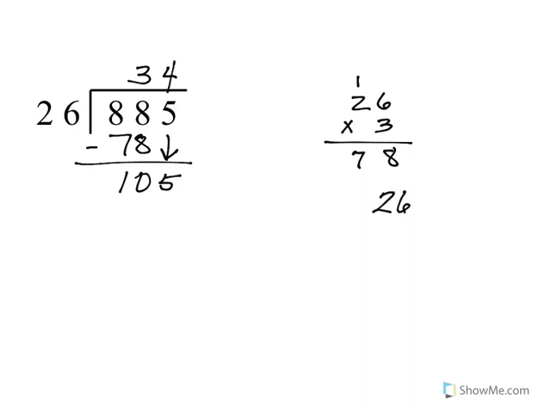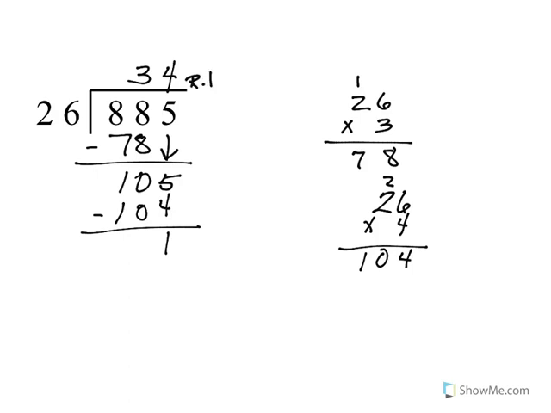Again, I don't know what 26 times 4 is. So I'm going to come over to the side. 6 times 4 is 24. 4 times 2 is 8, plus 2 is 10. So 4 groups of 26 would be 104. And when I subtract 104 from 105, I have 1 left over. I have no other numbers in my dividend to bring down, so I end up with 34, remainder 1.